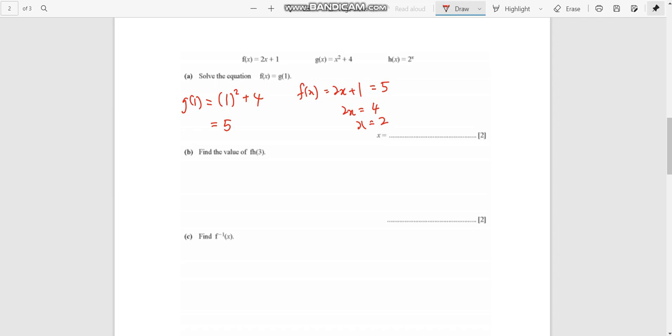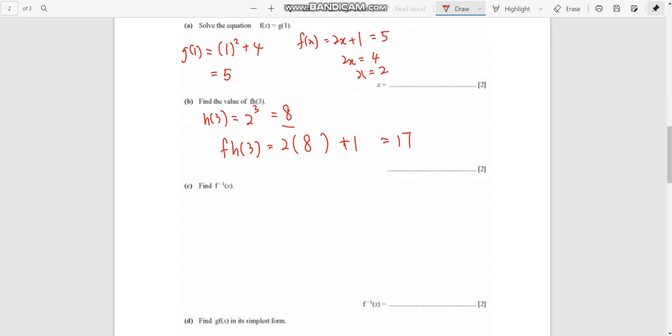B, find the value of f(h(3)). So I need to find my h(3) first. h(3) is 2 power 3, so I will get 8. So f(h(3)) means you sub h(3) into f. Okay, so I write everything, but leave the x as a bracket. So what do I put in? I put in the h(3), which is the 8 that we just found. So I will get my answer 17.